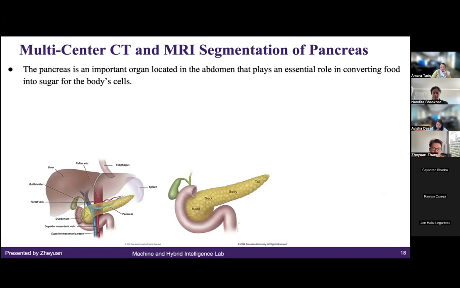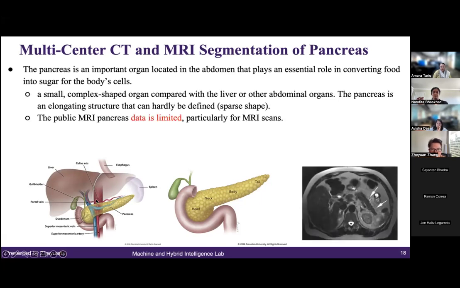particularly the MRI pancreas. Why do we need to care about the pancreas? It's a relatively small organ, but it's very important. Located in the abdomen, it plays an essential role in converting food into sugar for the human body. It helps generate two types of hormones, glucagon and insulin, and I think most of us already know how important these two hormones are in the human digestive system.